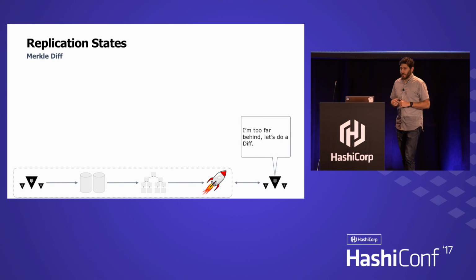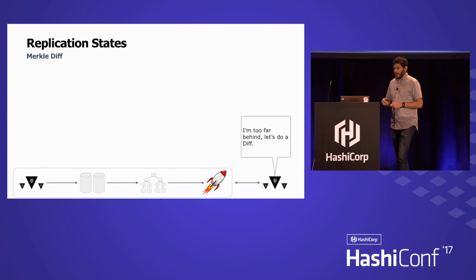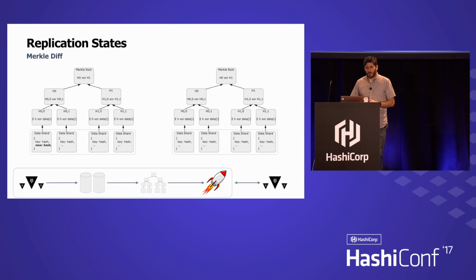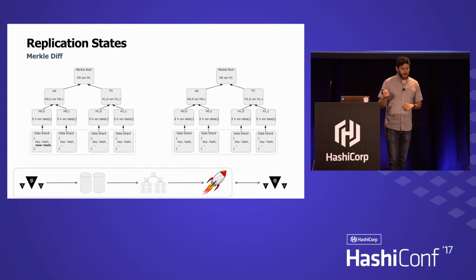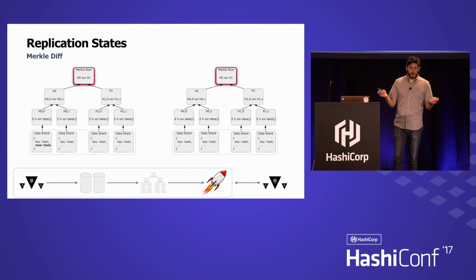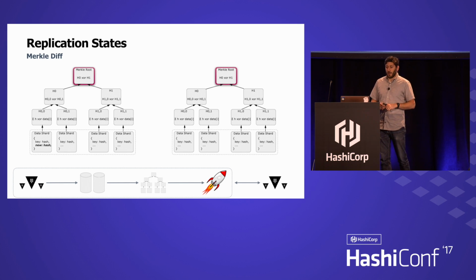And so this is the Merkle Diff mode. It's just the secondary saying, hey, I'm not able to join in streaming WAL mode. Let's do a diff. Another nice feature of Merkle trees is they're really easily and quickly diffable. If we were to diff these two trees, we would compare their root hashes, and we'd find that they don't match up.